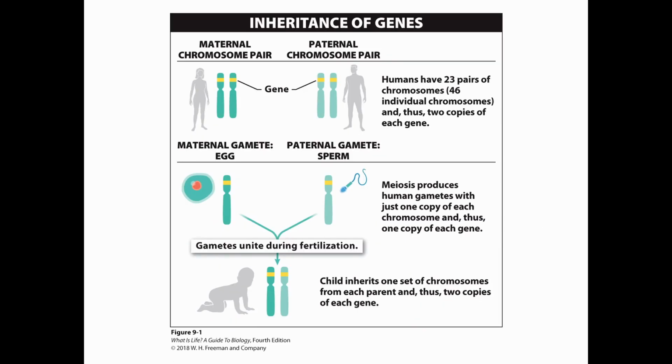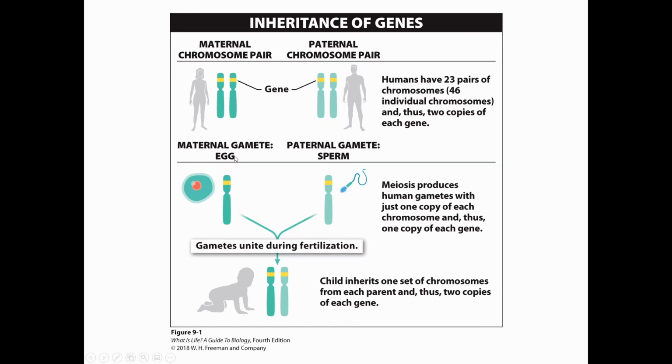So how do we inherit these genes? How did you get one chromosome from your mom and one from your dad? If you remember from meiosis, every cell starts as a diploid cell, meaning you have 2 copies of every chromosome. And so we have 23 of these pairs, giving us 46 total chromosomes, meaning we have 2 copies of every gene. We go through meiosis, and we form daughter cells that are haploid.